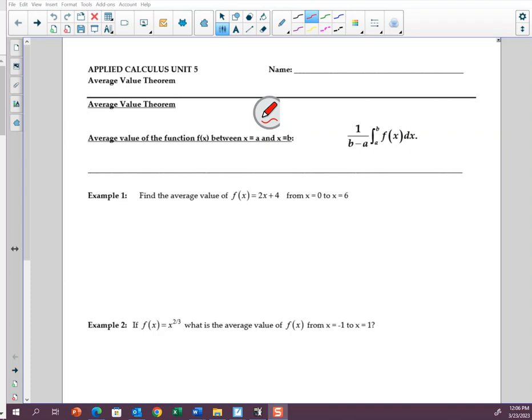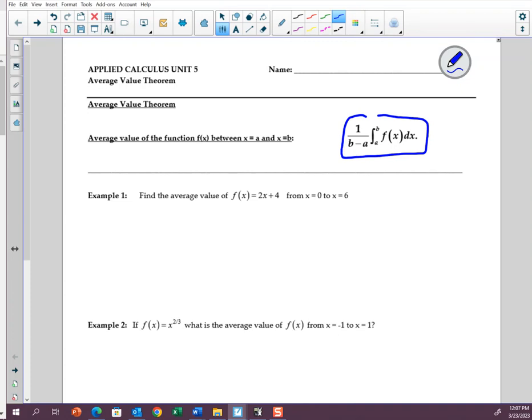Hi everybody. This is a video to go over the basics of how to use the average value calculation. If we want to calculate the average value of a function, f of x between a and b, we're going to use this particular calculation. Now, it looks a little scary.